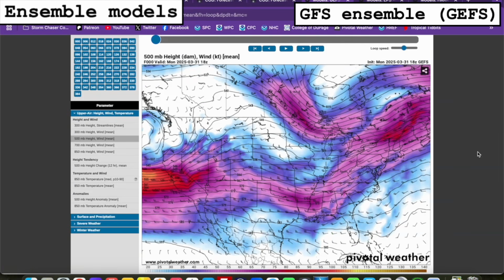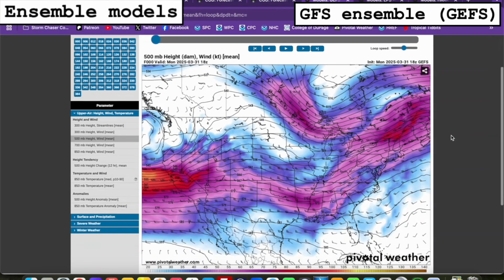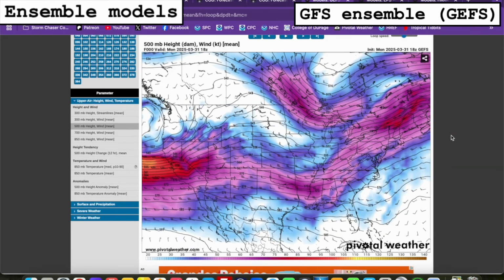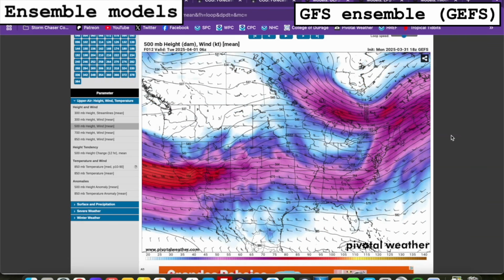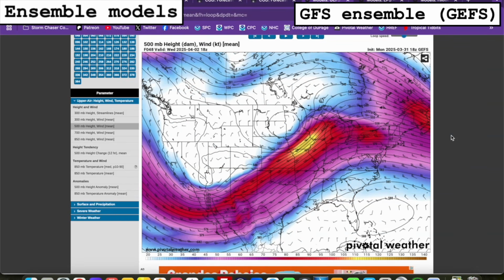So this is the same model, the GEFS, the GFS ensemble. And this is the average 500 millibar geopotential height and wind. So it's basically just averaging the positions of all those height contours and all the winds, the wind intensity on each of those ensemble members, and putting it into one map as an average for us. It gives us basically a look like we're looking at any other deterministic model, but again, it's an average of all those ensemble members. So that helps to weed out the members that are a little bit out to lunch.